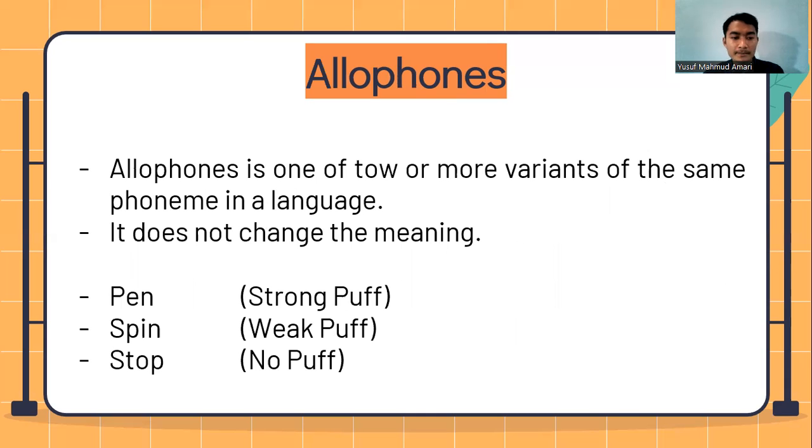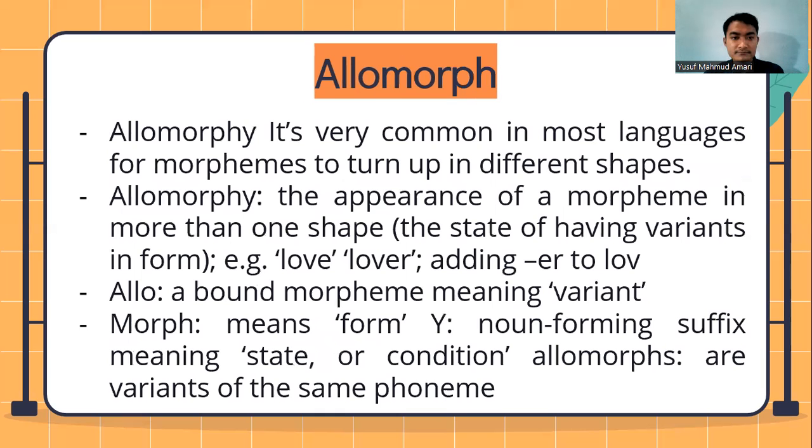For example, in "pen", the P is strong, and then in "spin", it is weak, and then in "stop", it is just no P. So the first one is at the beginning, "pen", then in the middle of a word, "spin", and then at the end of a word, "stop".